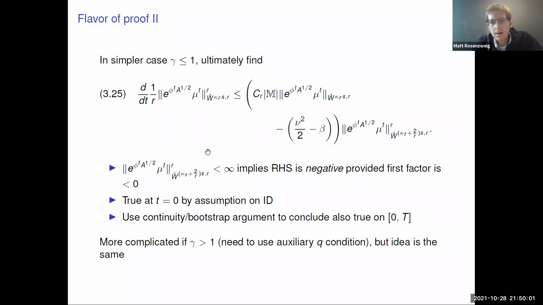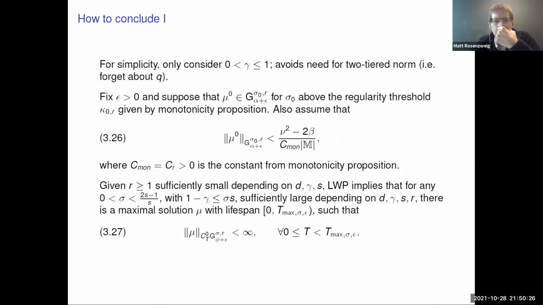This is true at time equals 0, just by assumption on the initial datum. And then using a continuity argument, also known as a bootstrap argument, you can conclude that it's also true on the full interval 0 to t. Again, this is in caricature; it's more complicated if gamma is bigger than 1. Somehow I need to use the auxiliary condition for this exponent q. But the main idea is the same. So how do you actually conclude?